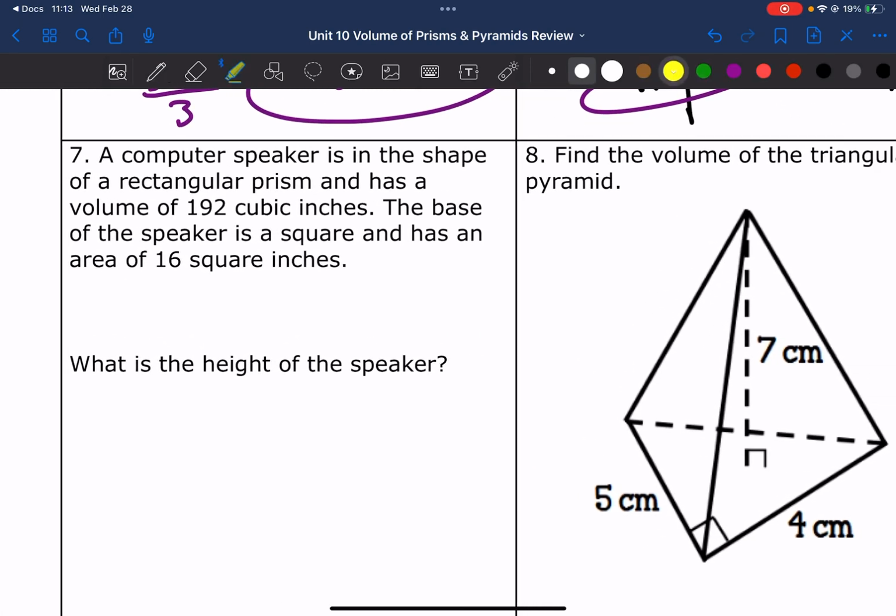Number 7 is another one that is working backwards, because it's saying that a computer speaker in the shape of a rectangular prism has a volume of 192 cubic inches. The base of the speaker is a square and has an area of 16 inches. Okay, so it's asking us to find the height of the speaker. So let's go ahead and write the things that we do have. I know that the volume is 192.